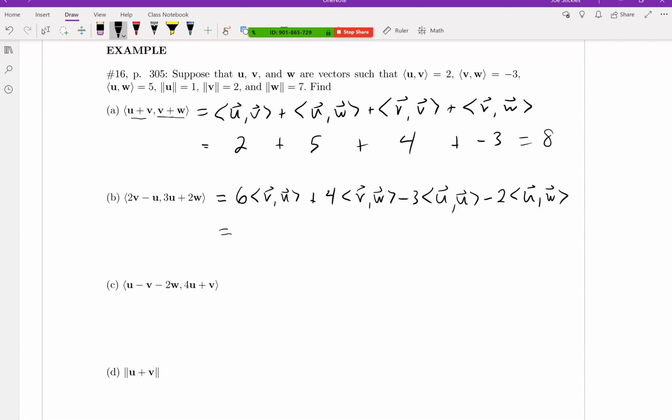And then again, we're given all of these. Dot product of v and u is the same thing as the inner product with u and v, so that's a 2. V and w is a -3. U with itself, well, the magnitude of u is 1, so this also is going to be 1, because remember, again, we square the magnitude. And then this last one here is 5, and I'm not going to simplify the arithmetic because I'm lazy.